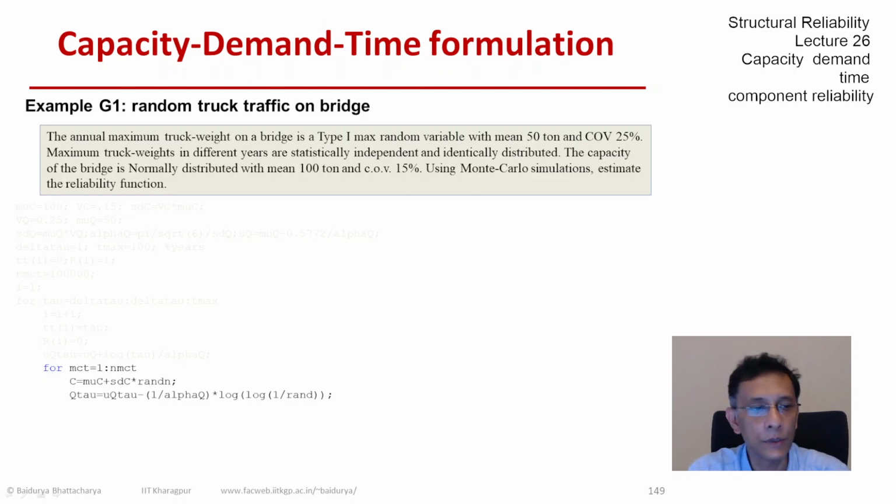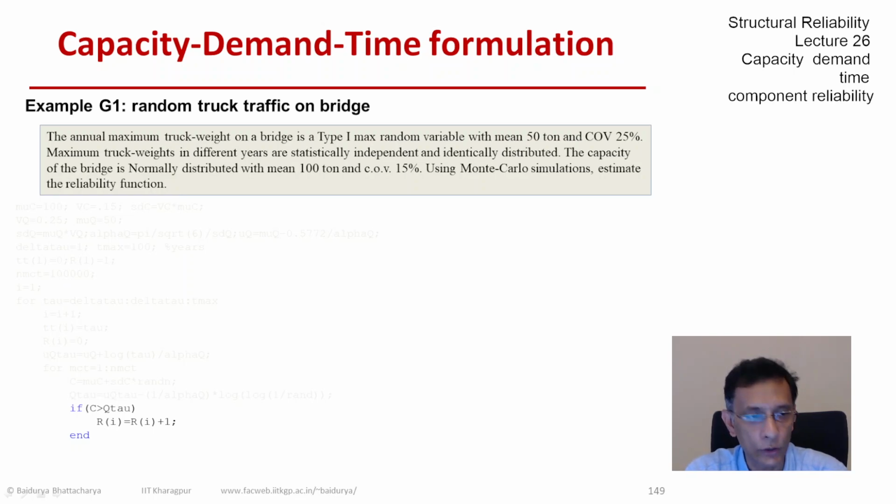Then the inner loop is the Monte Carlo simulation loop. So for each value of tau, I run the simulation 100,000 times in this case. For each Monte Carlo trial, I generate a value of c. I generate a value of q tau, so it's basically the maximum load. And then I have the if block to check whether my structure survives or not. So if it does, I increment the count of reliability by 1. And once I am done with the Monte Carlo loop, I can estimate the reliability at time tau by dividing the count by the number of trials.